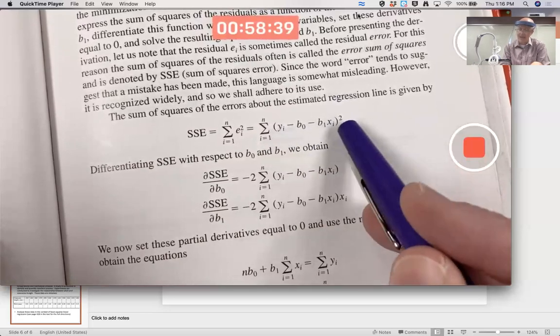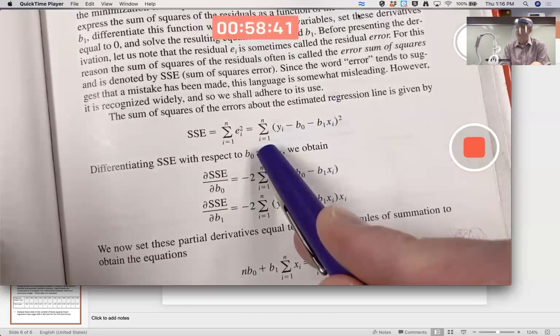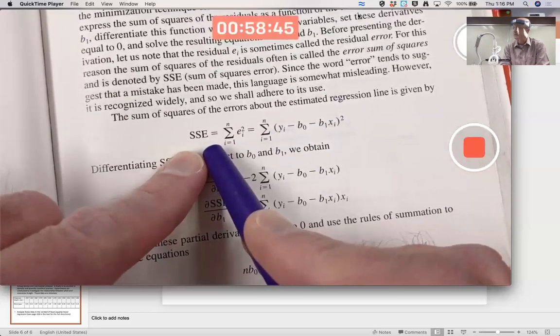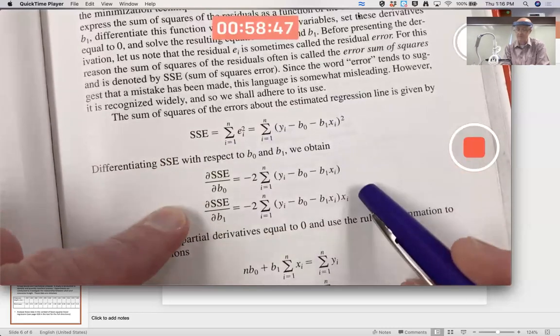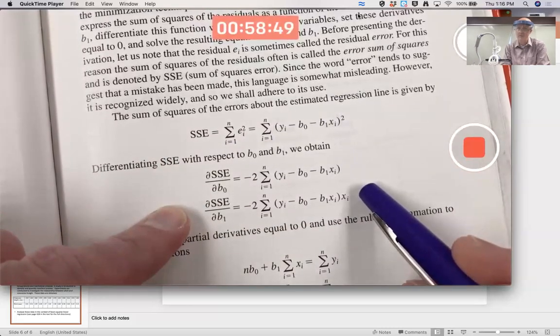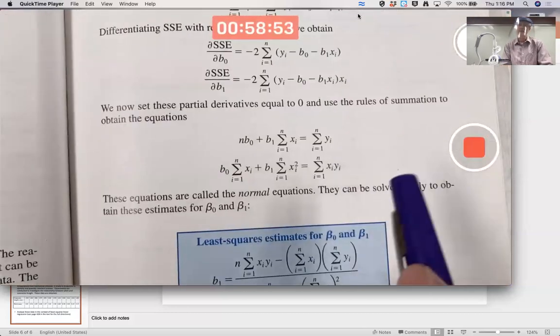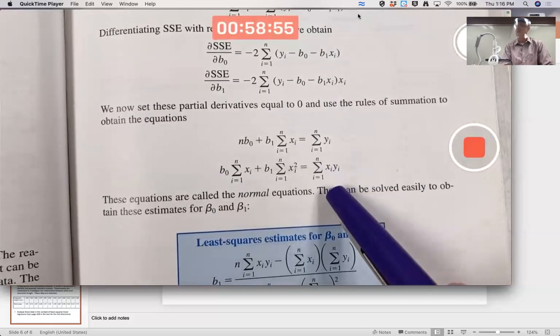That thing's squared, add those up for all the data points. And that is SSE, and that is the quantity you're trying to minimize, by taking partial derivatives with respect to b0 and b1, setting them equal to 0, and rearranging to get a system of equations. These are called the normal equations.